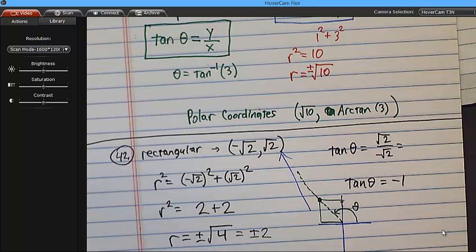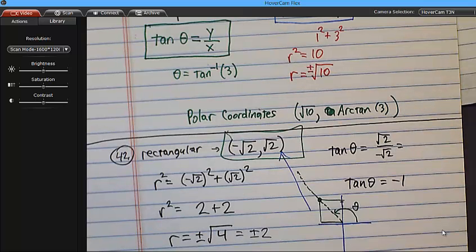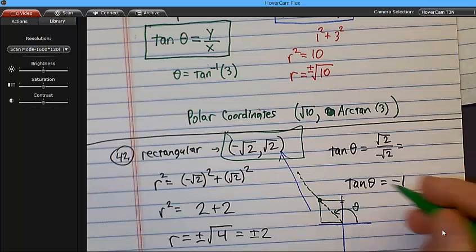So what would that theta be? If it's going up at a 45-degree angle, right? That's a 45-degree angle if it's negative radical 2, radical 2. Do you see that? So what should my theta be in radians, let's say? 3 pi over 4. 3 pi over 4.